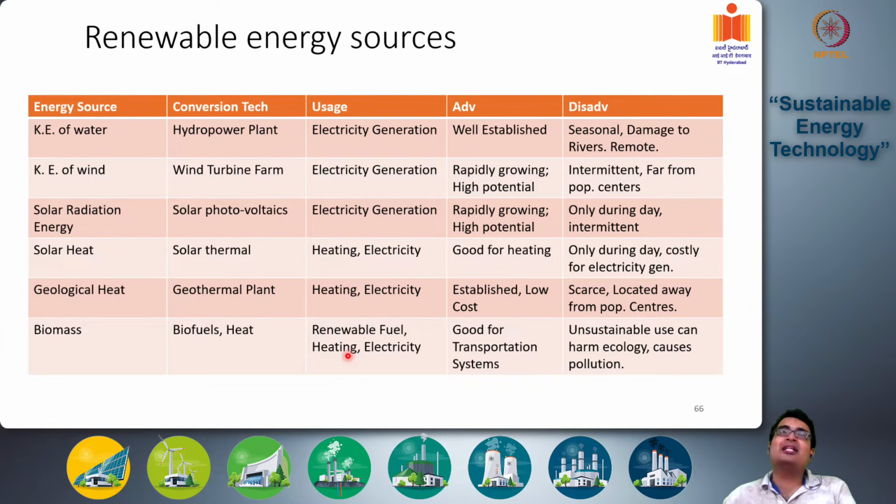We will see whether it's sustainable or not in the future, because there is a disadvantage that unsustainable production of oil crops can also harm ecology and cause pollution. Okay, because if you are clearing forest lands to grow your oil crops, that itself is a harm to the ecosystem. Okay, so we will discuss the overall sustainability of biomass later in the class. But these are the main types of renewable energy technology that we will discuss over the next few classes. Okay.